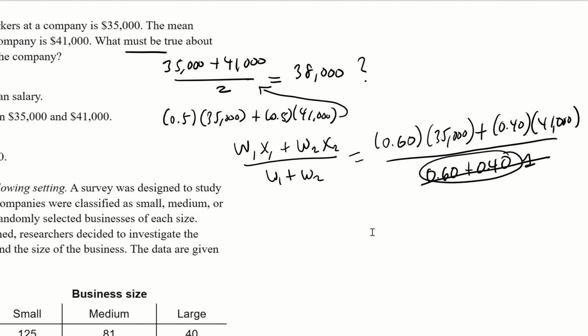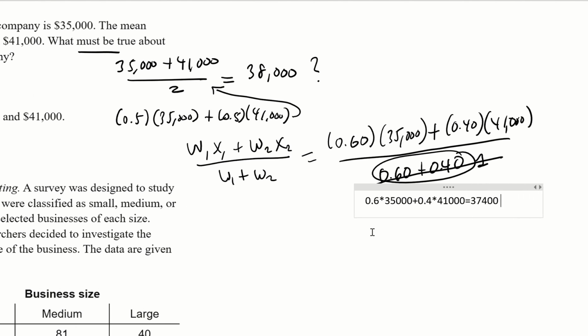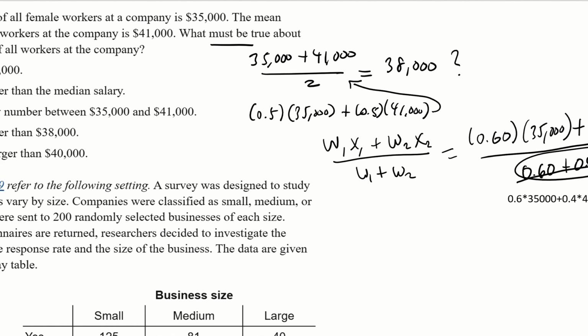And in this case, we can do it just to give you an example of how this works. And the salary will be 37,400. Okay, so if there were 40% males, 60% females. Okay, and so that gives you an idea.